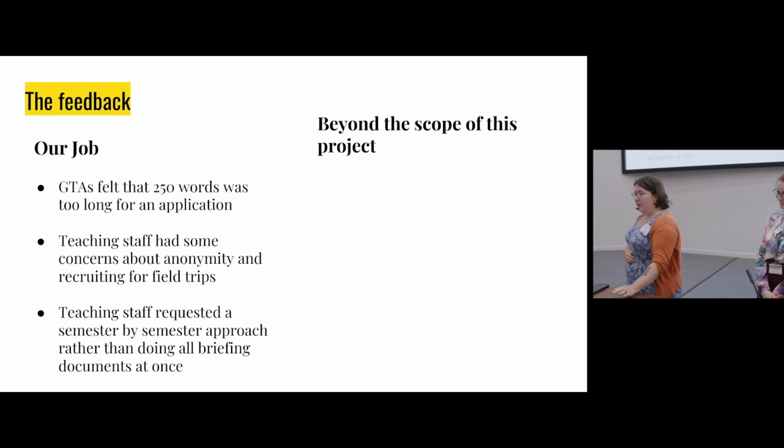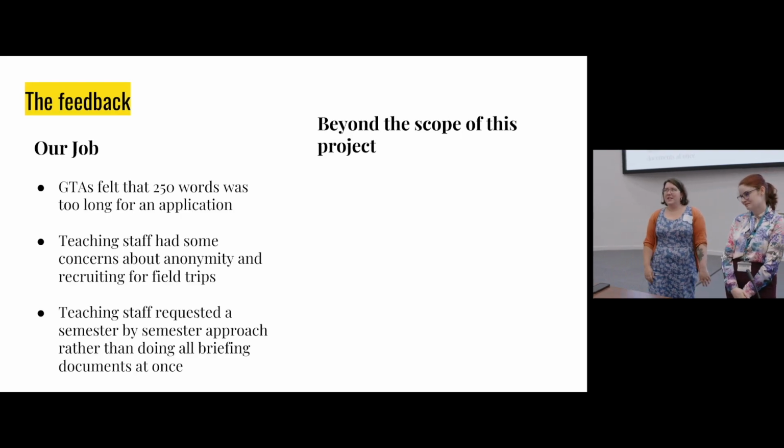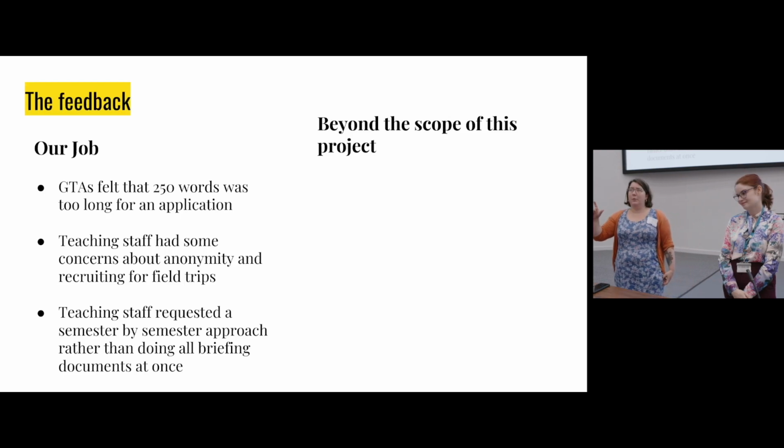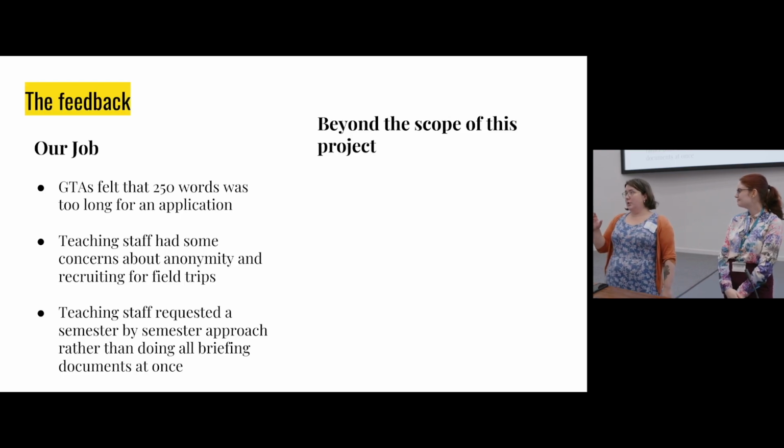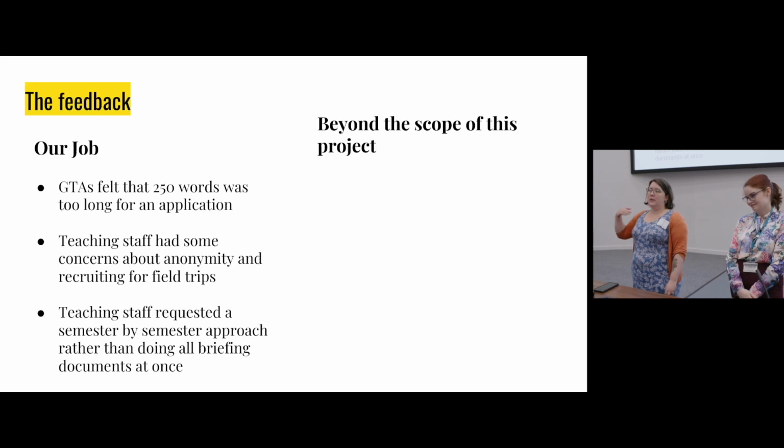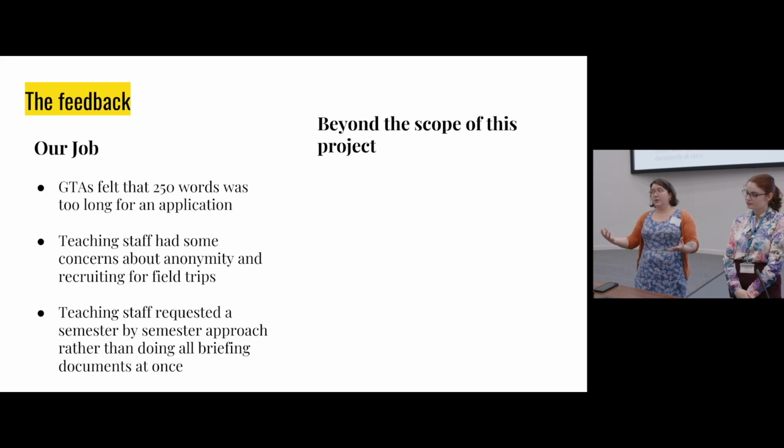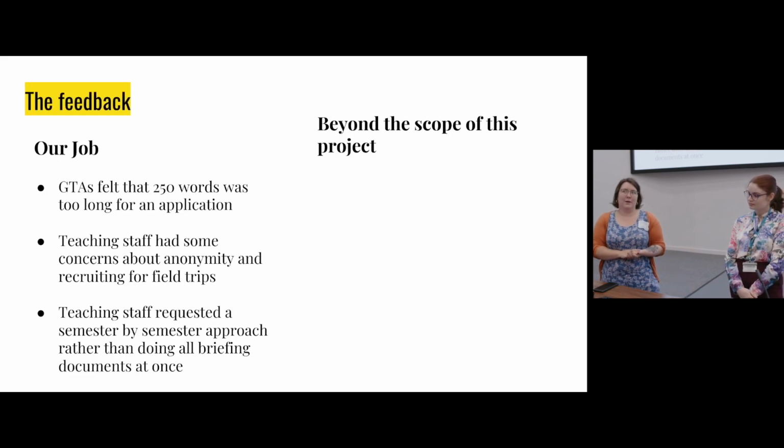And what we thought that we could do based on the feedback was that the GTAs felt 250 words, which was a number we pulled out of the air, was just too long to do for each thing that they wanted to apply for. Teaching staff did have concerns about our concept of anonymity, and that is still something that we're trying to work through. And the teaching staff thought that having to do this a year in advance was just too early. There was a lot going on with modularisation, so they asked for a semester-by-semester approach, which we could accommodate.